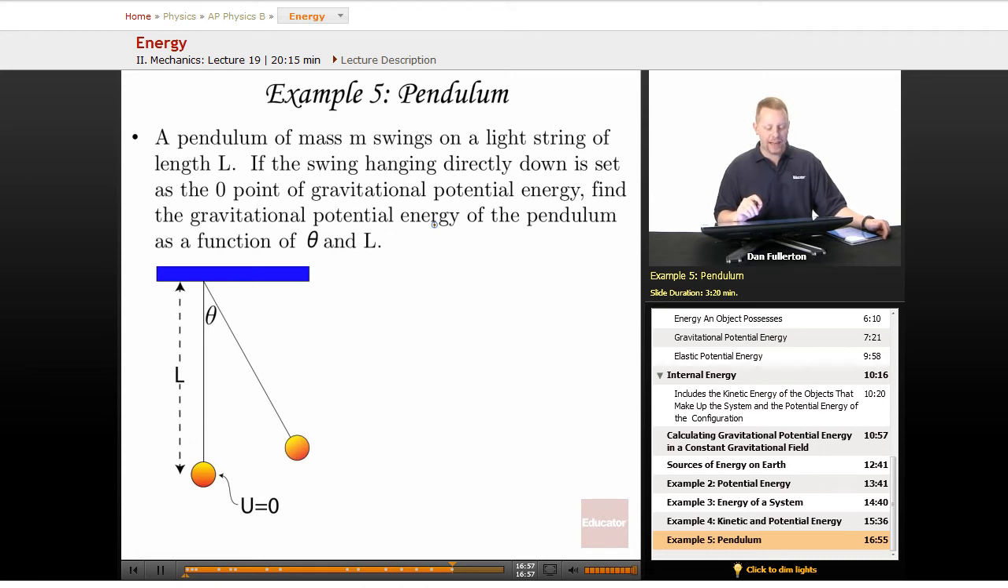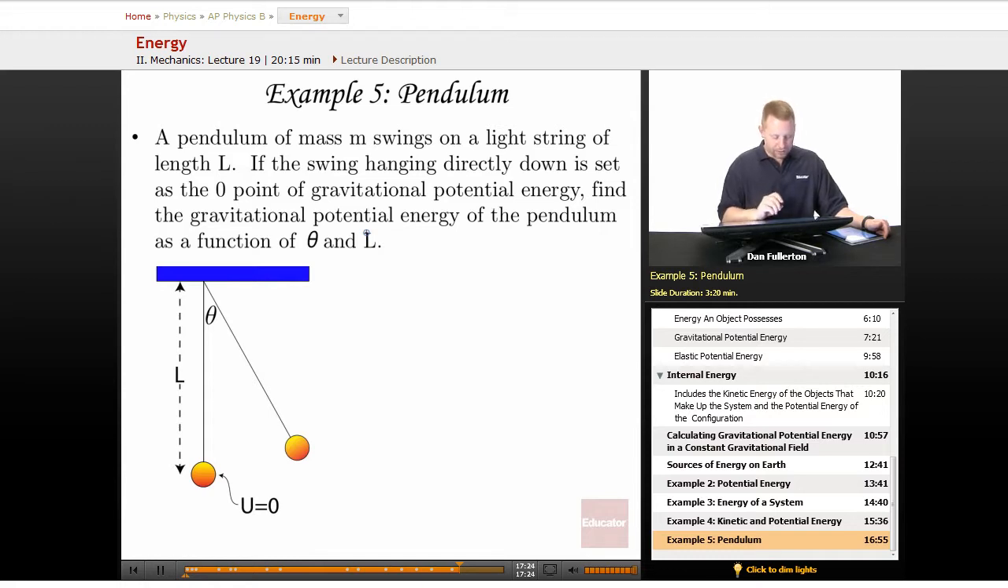A pendulum of mass m swings on a light string of length L. If the pendulum hanging directly down is the 0 point of gravitational potential energy, find the gravitational potential energy of the pendulum as a function of theta and L. This is going to require a little bit more thinking here, I believe.